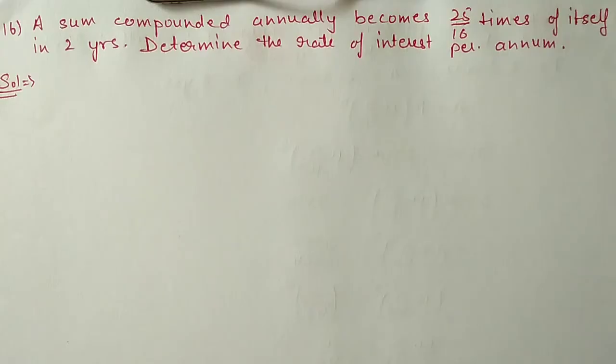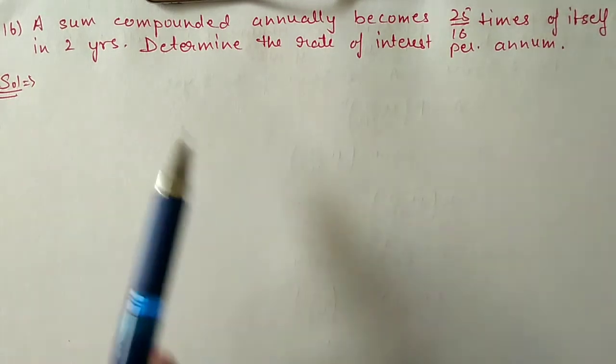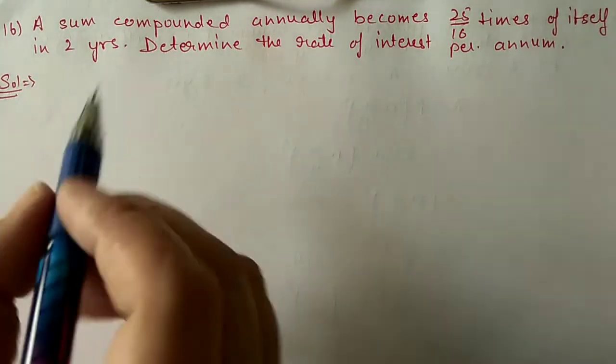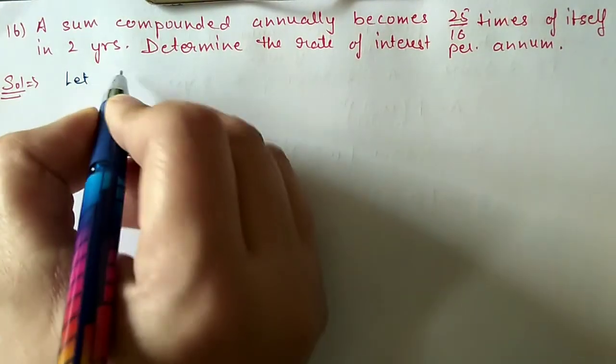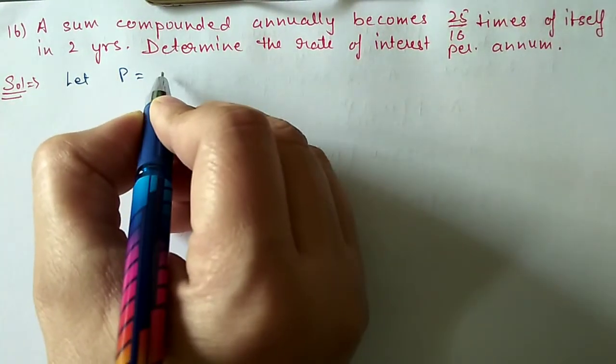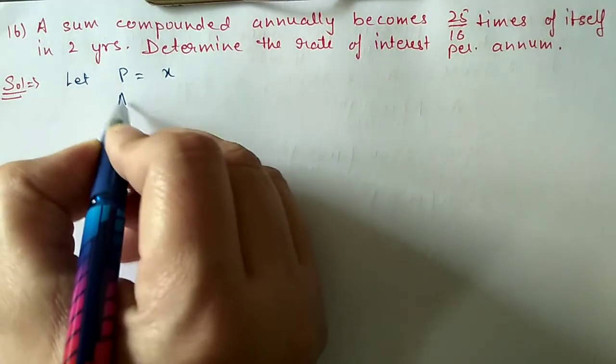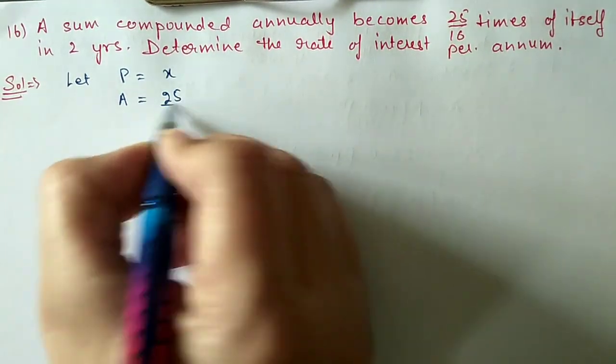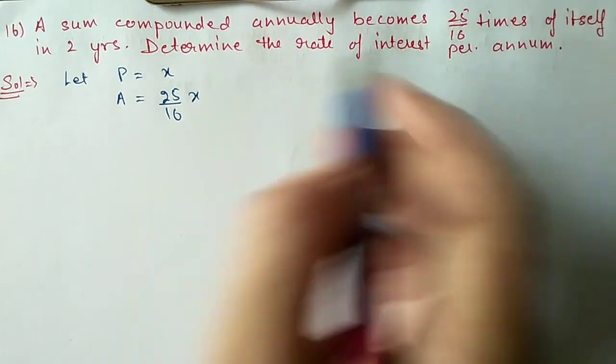Next, question number 16. A sum compounded annually becomes 25 by 16 times of itself in 2 years. Determine the rate of interest. So in this question they have given one hint between the sum and the amount. So we will take, let the sum, meaning the principal money, be equal to x, then the amount will be 25 by 16x, because it is given in the question.